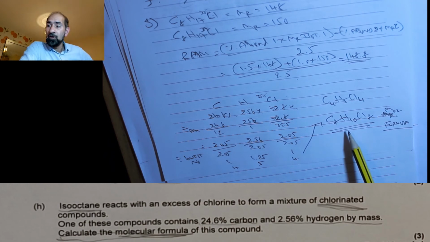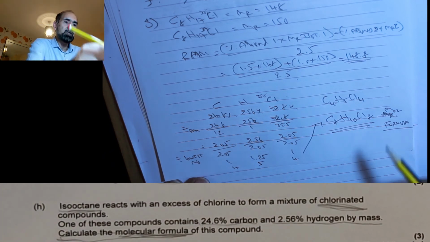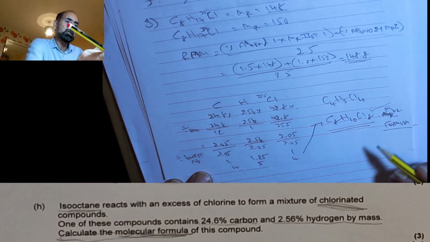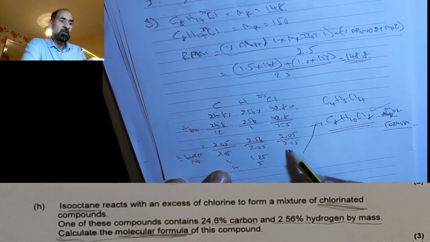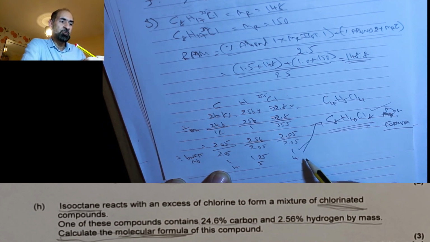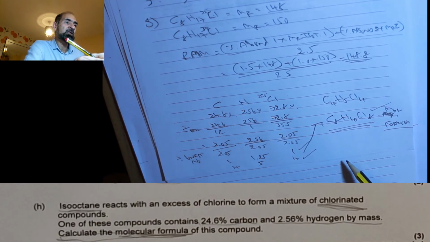So the marks you're going to get for this, it's worth 3 marks. You'll get a mark for your final answer, obviously, and then you're probably going to get a mark for getting from 1.25 to 1, and then a mark for giving a whole number ratio as well. And then the final mark is going to be that, so that's 3 marks.